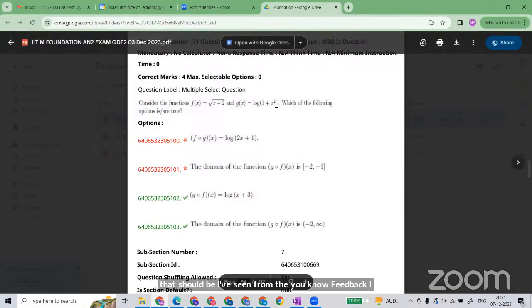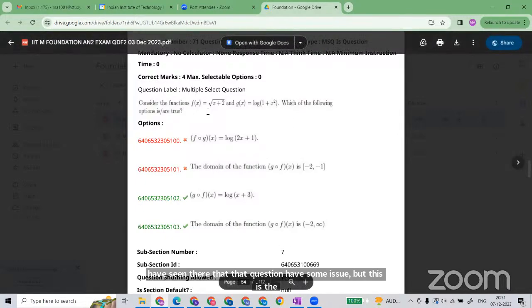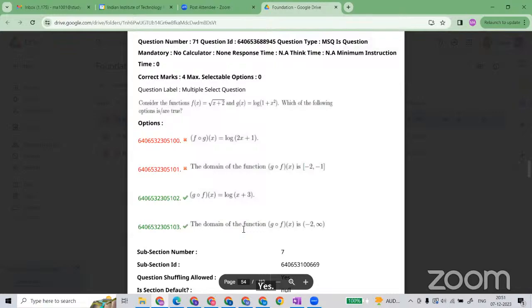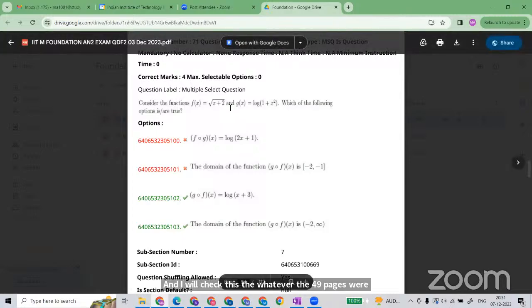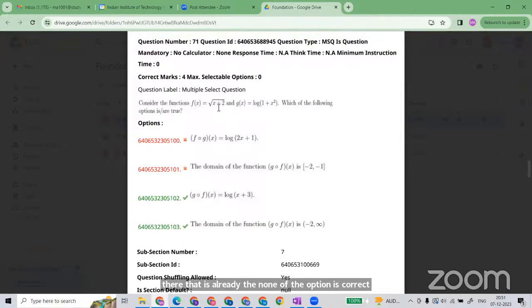Thank you for checking. I will check the 49 pages. In that question, none of the options is correct. Sir, if we give -2 here, then this is valid and this is also valid. We'll let you know with the announcement, which I will send on the portal.